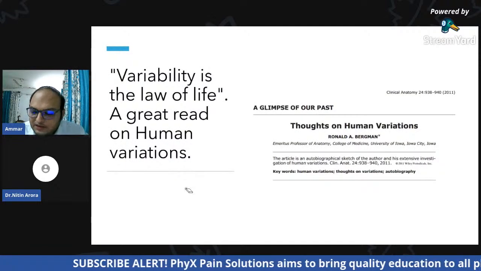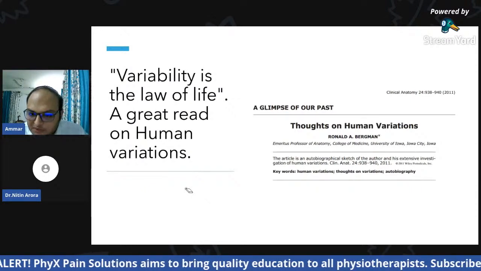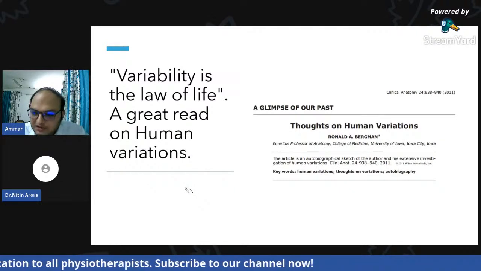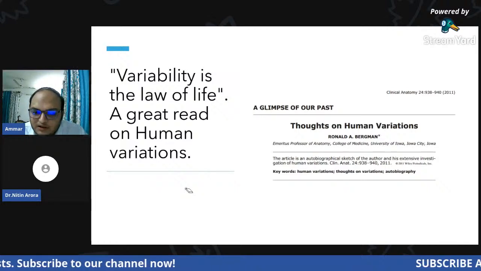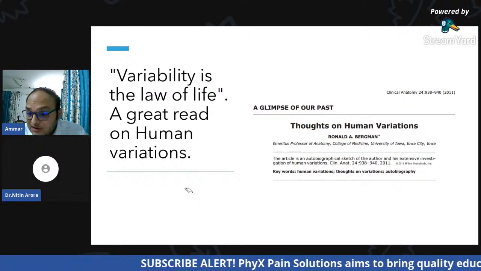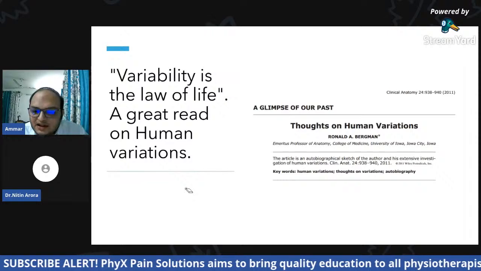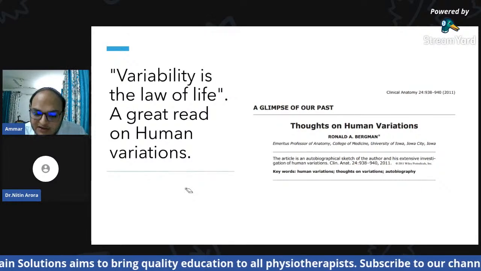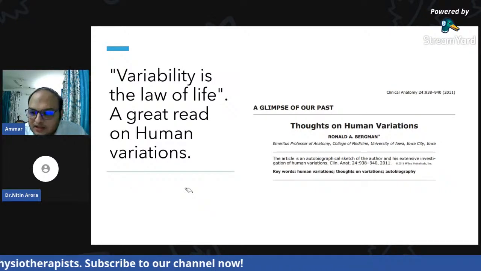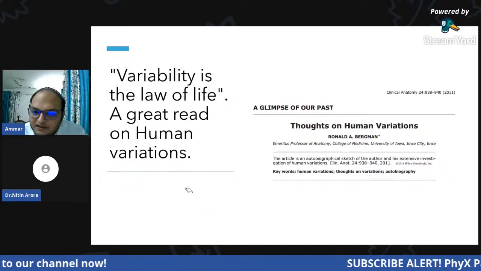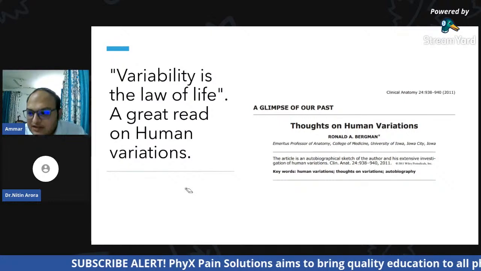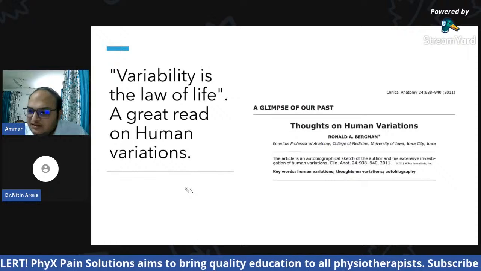First of all, we need to understand that humans have high variations amongst them. I think you are all anatomy enthusiasts, so you can all go through this paper, or I'll share it with you. The paper name is Thoughts on Human Variations, written by one of the best anatomists, Ronald, emeritus professor of anatomy in Iowa State. He says that variability is the law of life, and I have written it as a great read on human variation. Whenever you are seeing patients, doing tests and looking at X-rays, this will come with experience, right? But try to understand that not every fault visible on X-rays and special tests is a problem. Some things are normal human variations, right?